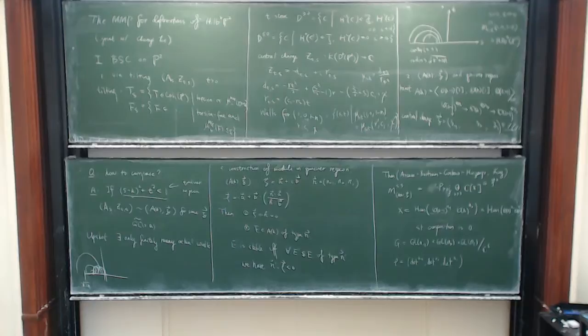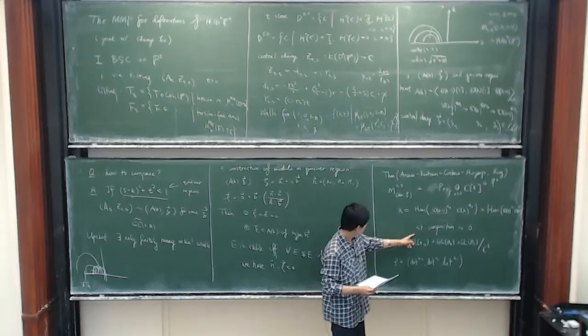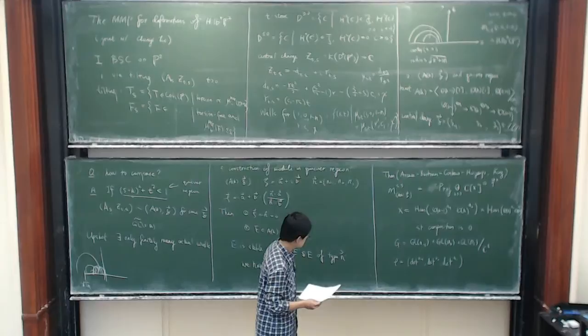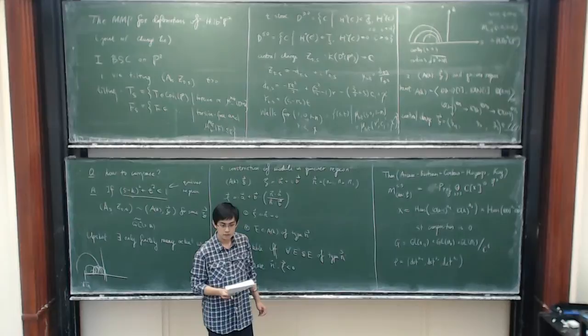So sorry, what's the question? The X? Yeah, you start with the X, and then you consider the... But the X itself is not your Ginzburg, because you have a composition which is zero. My question is first, where does the zero come from? Why is the composition zero in this construction?